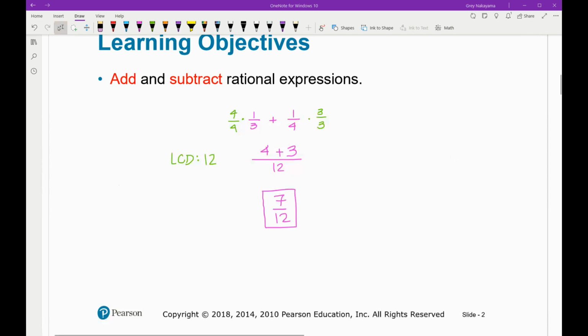So that is the process of what we're going to be doing. We're just going to have rational expressions in it. Okay? So here we go.